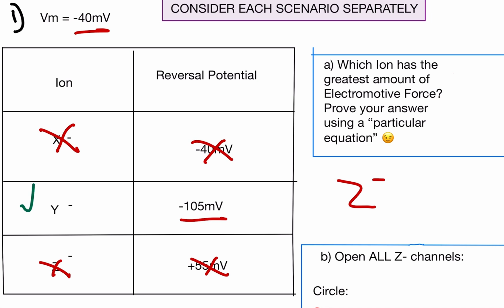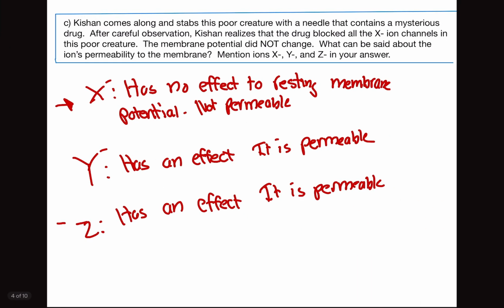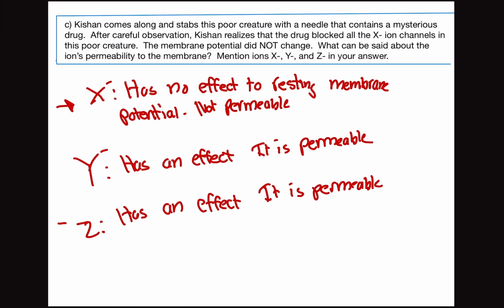But it's not. So basically what I'm saying is that ion Z is sharing some of the responsibility to create the resting membrane potential. So it's these two ions in combination that's causing us to have a negative 40 millivolt resting membrane potential. The mixture of positive 55 millivolts and negative 105 millivolts. It's basically the tug of war between these two reversal potentials that is causing the resting membrane potential to be negative 40 millivolts.